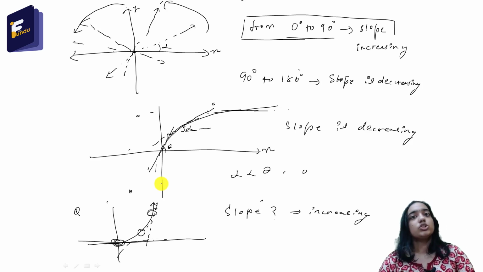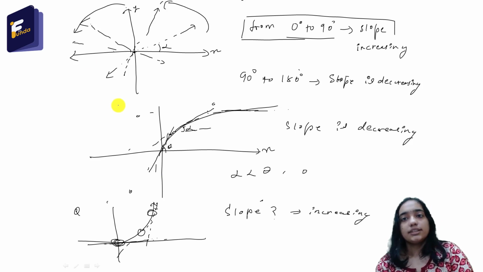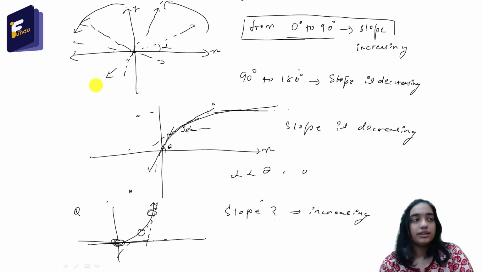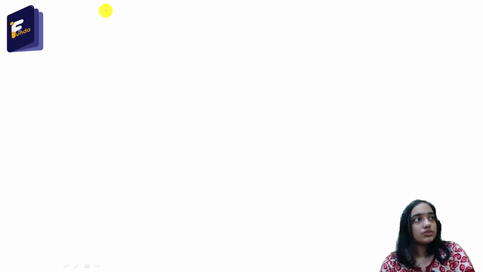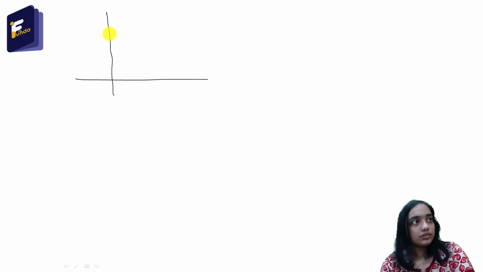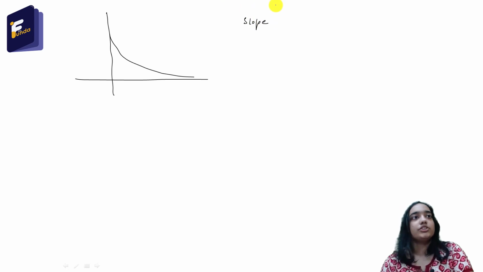Whenever I'm asking you about the slope of the curve, you can use your pen and solve this question. So let's see another curve and tell about the slope. Okay, so this is the curve. You have to tell me about the slope, and whether the slope of the tangents is increasing or decreasing. So you have to pause the video and think about the answer.